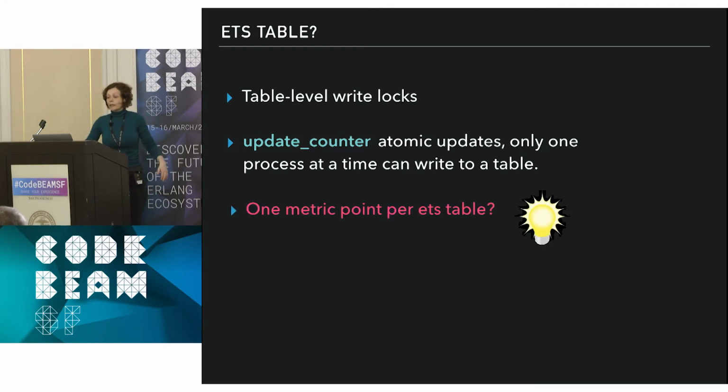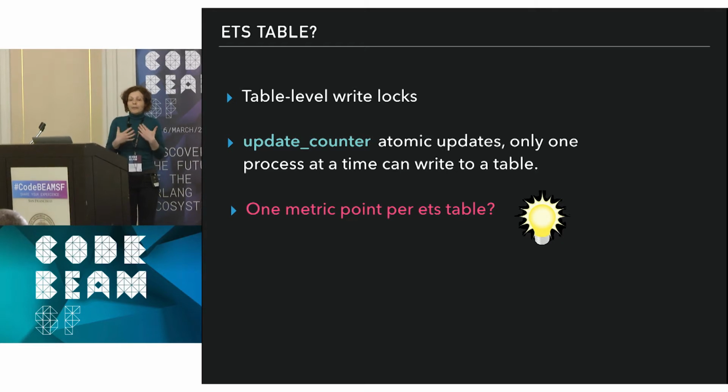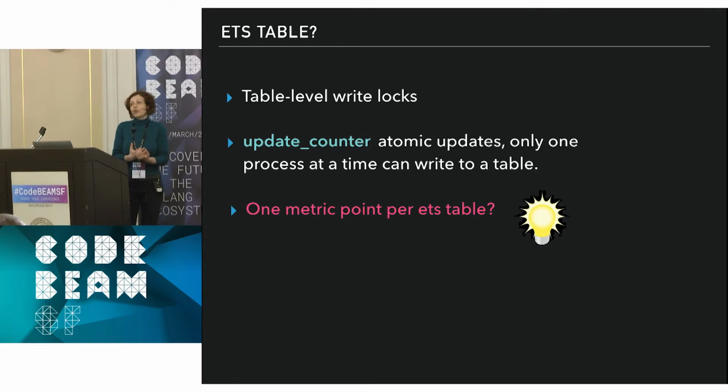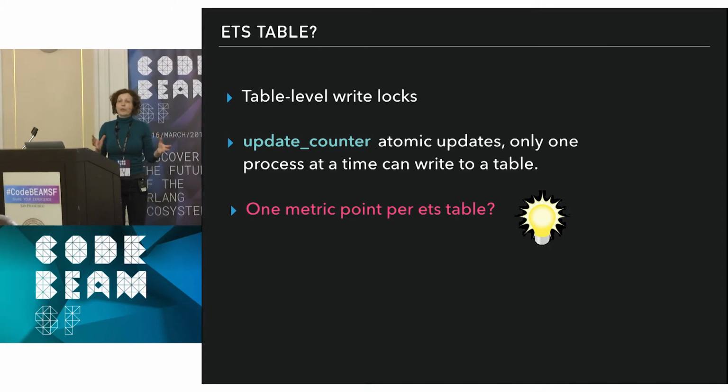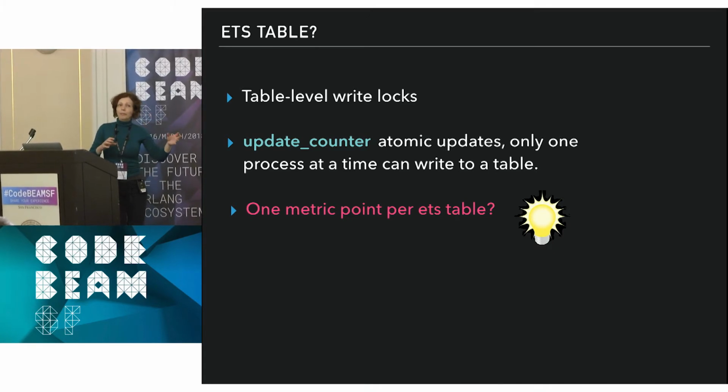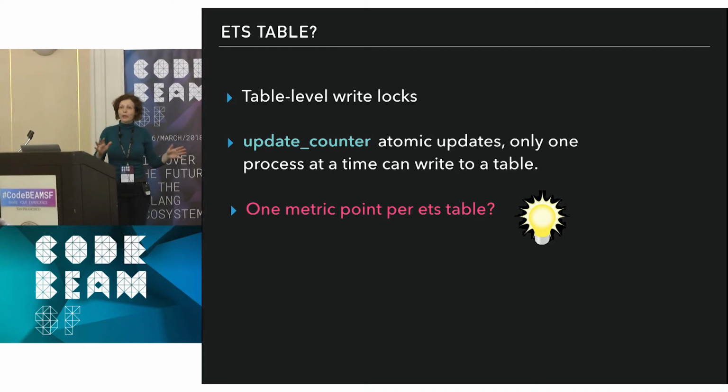So here is another idea. Maybe we can have one metric point per ETS table. Okay, but then some metric points actually are much more popular than others. For instance, if I want to measure just plain requests received, not split by request type or by success or failure, but just how many requests got into my server, that metric would be bombarded all the time. And so this approach is not really going to help us.